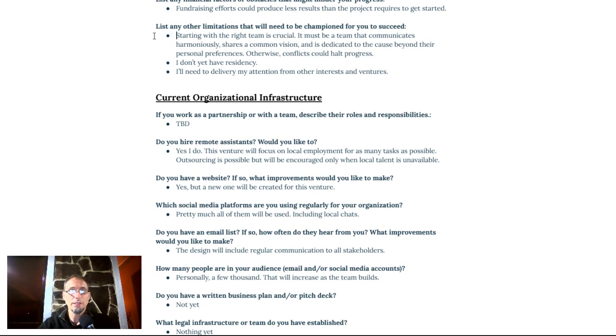Other limitations is kind of putting some what ifs in here. Starting with the right team is crucial. This is kind of like the champion part of the limitation. A poor team would be not good. It's got to be a team that communicates harmoniously, shares a common vision, and is dedicated to the cause beyond their personal preferences. I'm identifying that right now. This business will fail if a bunch of ego gets involved. So I don't want a bunch of conflicts halting progress.